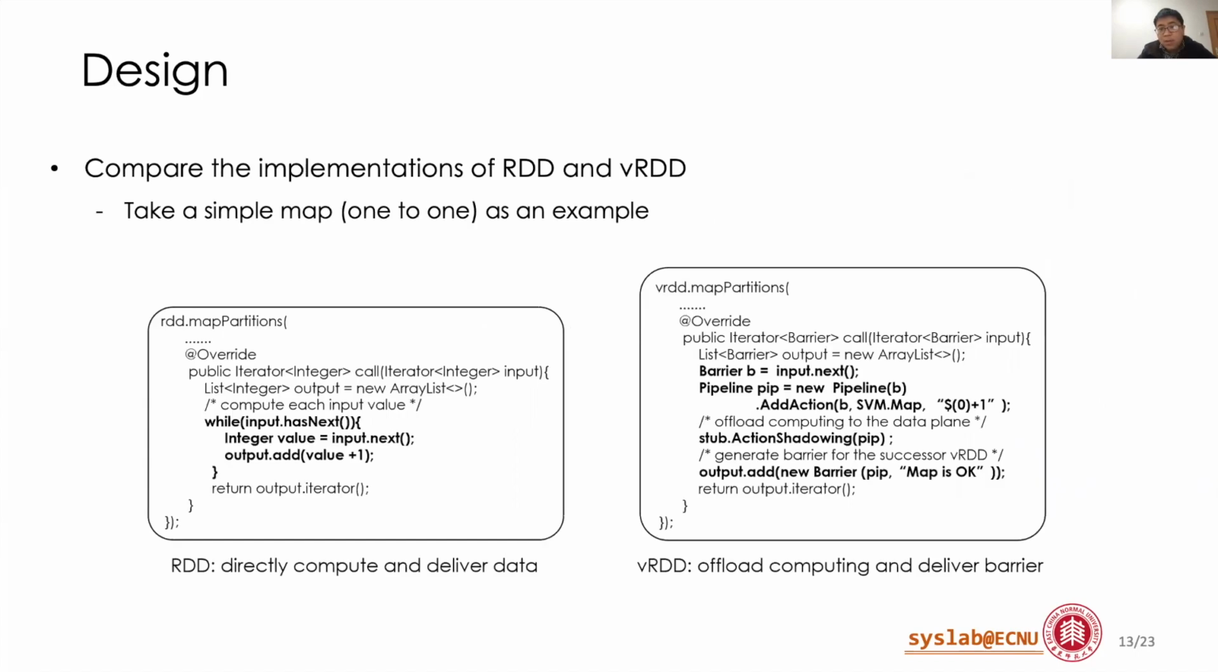To deeply understand how the control plane works, we compare the implementations of RDD and vRDD. Let us consider a simple map as an example, which consumes a single RDD to generate another RDD. In the Java function in the left picture, the normal RDD directly reads data from the iterator of the previous RDD and then delivers computed values to the next RDD. However, as presented in the right picture, a vRDD does not deliver any real data, but a lightweight barrier that notifies the termination of this vRDD. During this process, computing is offloaded via action shadowing, which sends the command of the computing logic of a pipeline to the data plane.